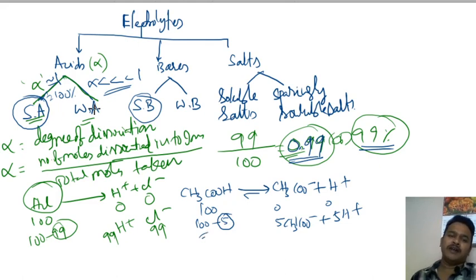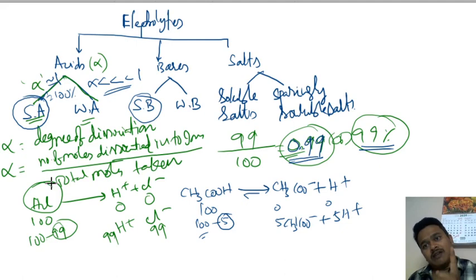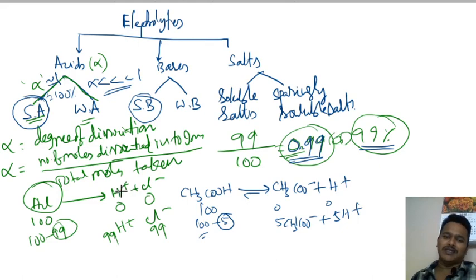This is based on the degree of dissociation. Again we are going to study alpha, the degree of dissociation, in this chapter, but here I want you to know why we call them strong acids and why we call them weak acids. Similarly, strong base and weak base. That is why we discuss it now.